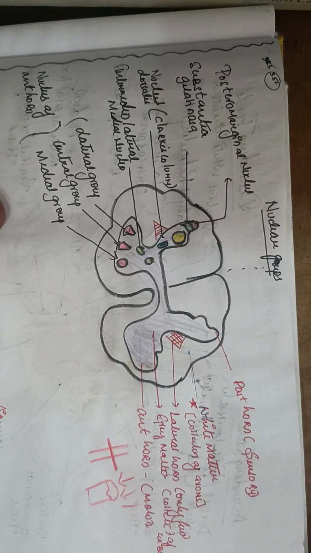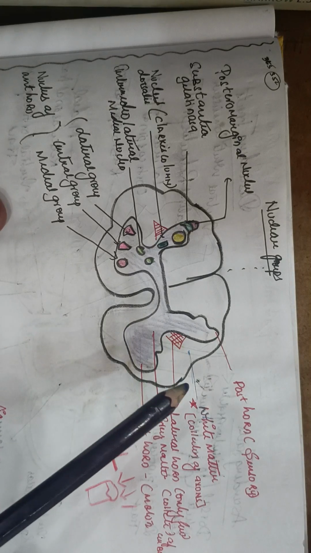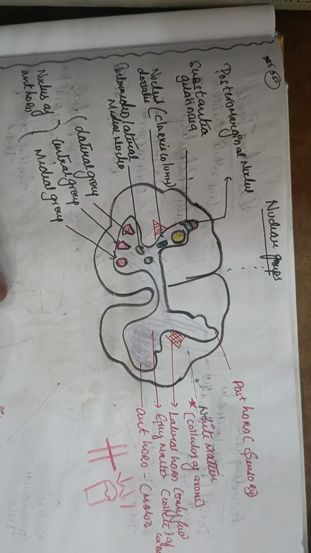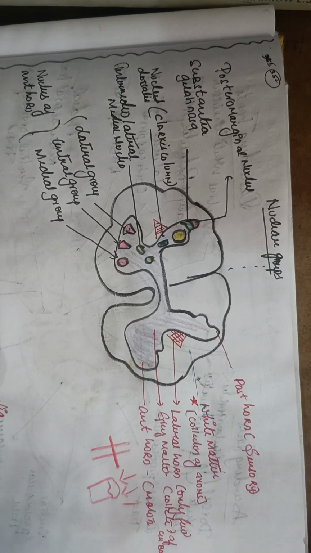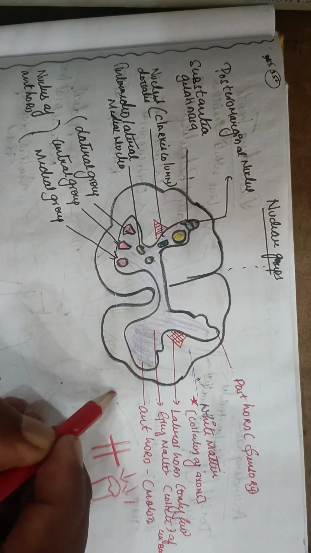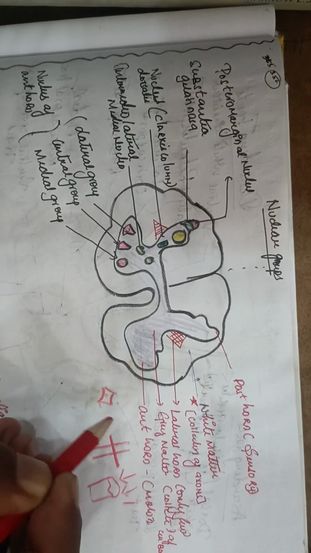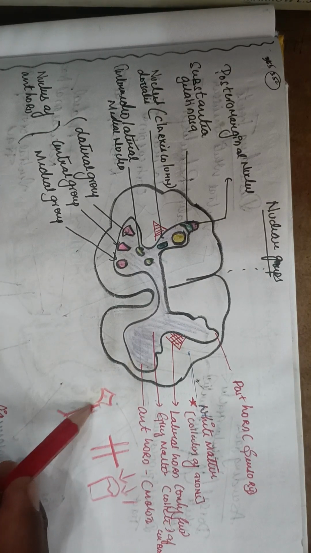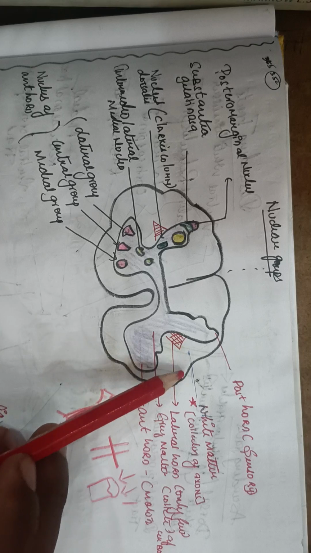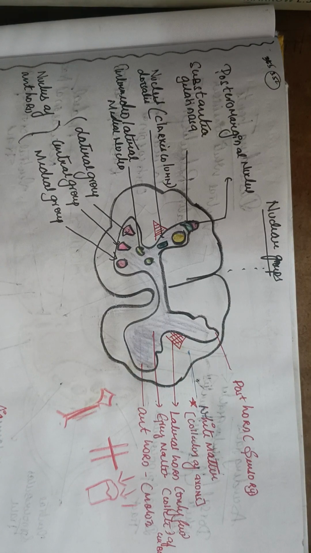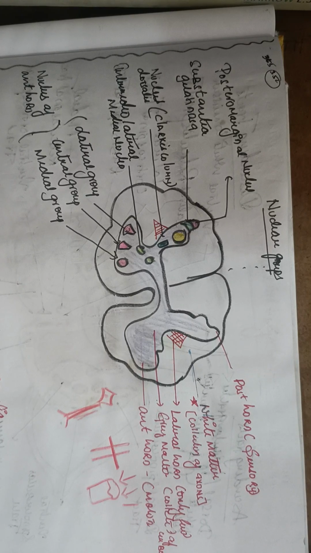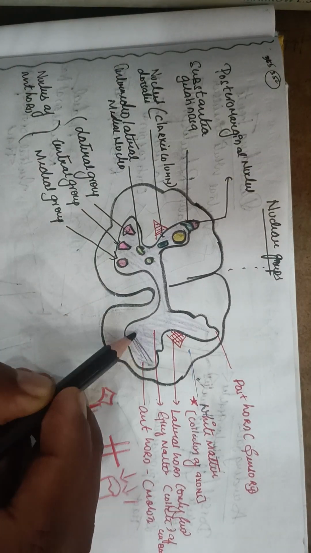And this white matter is all because of a collection of axons. Now what does it mean? I've told you that if this is the nerve, this is a cell body, and this is an axon, then this collection of axons is present in the white matter. Now what is this here? The one which is present here is gray matter.